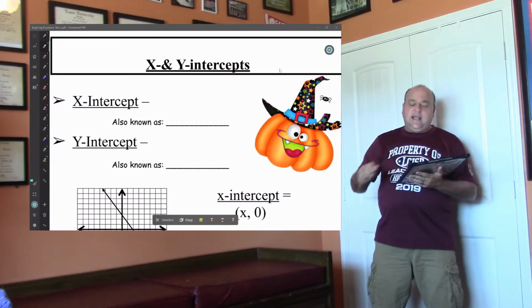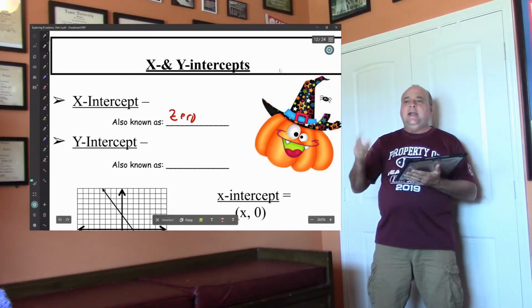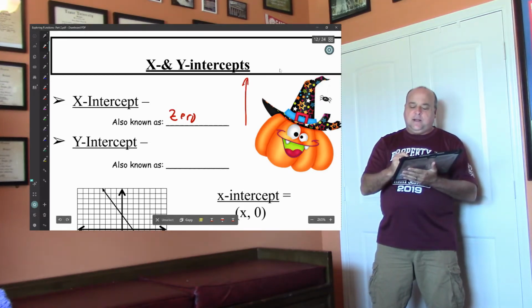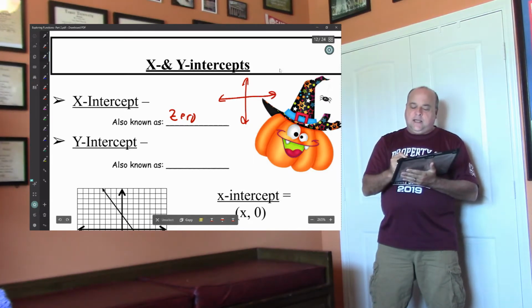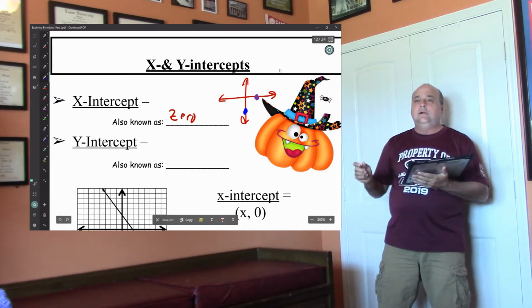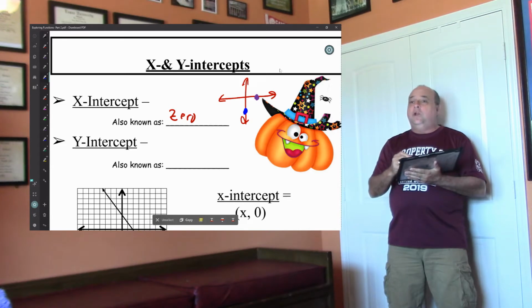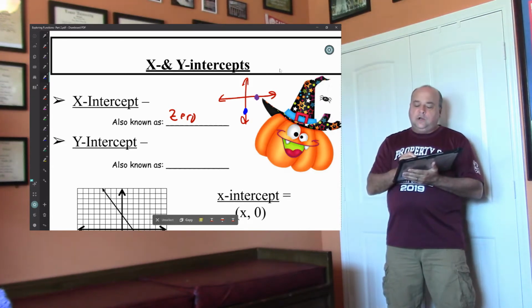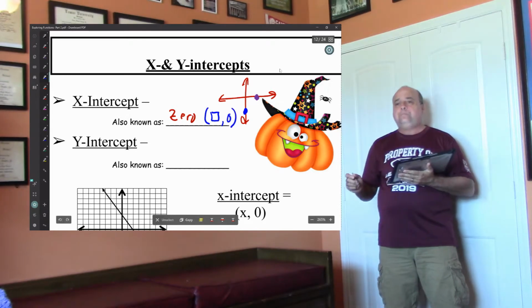So the x-intercept is known as the 0, and it's on the x-axis. So think about this. The x-intercept is going to be on the x-axis, and the y-intercept is going to be on the y-axis. So to get to the x-intercept, I'm going to go left or right, but I will not go up or down, will I? So your x-intercept is going to be some number, comma, 0.